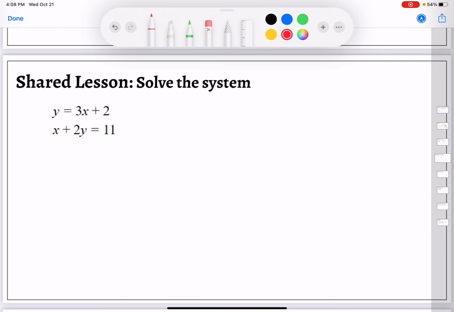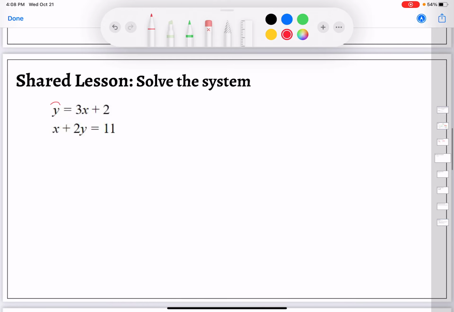This time I have y equals 3x plus 2, and x plus 2y equals 11 as my two equations for my system. Now you'll notice in this one, just like in the last one, I have y equals, right? So I have this y by itself. Now in this case, it doesn't just equal 35. It equals this whole thing, 3x plus 2. But I can still take that whole thing and substitute it in for the y in my other equation.